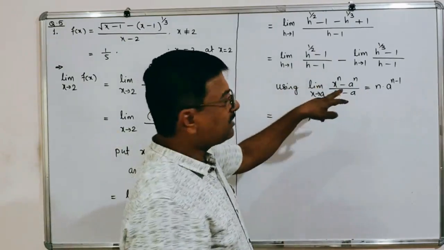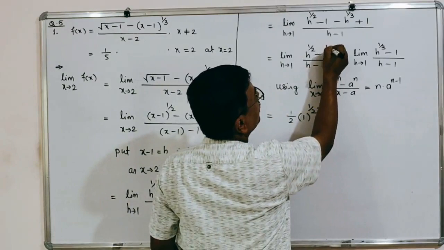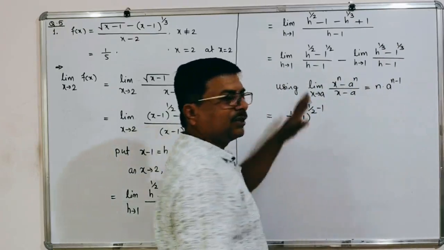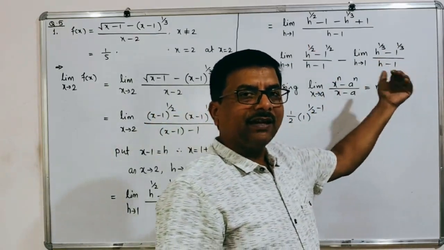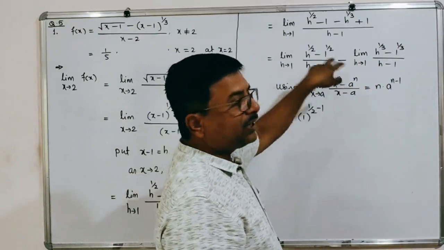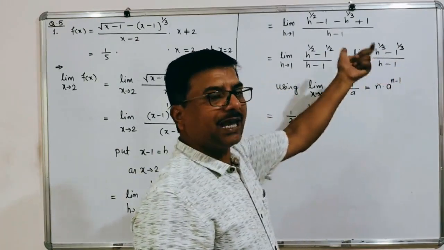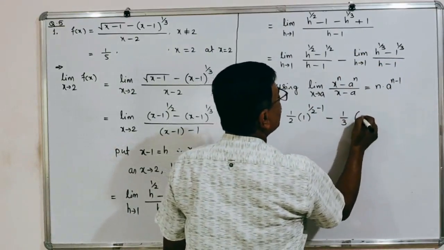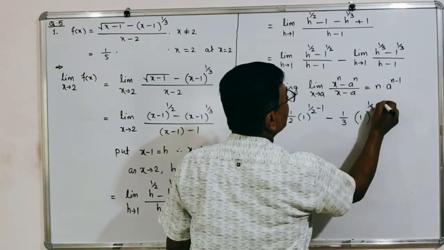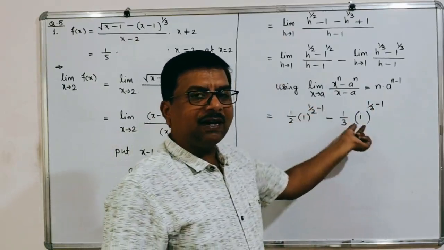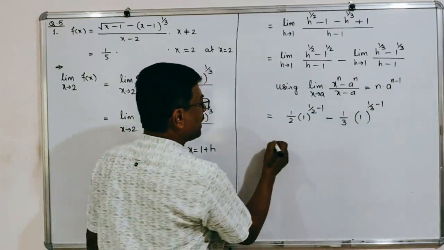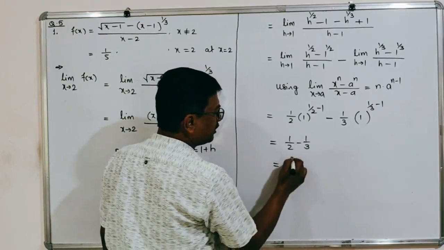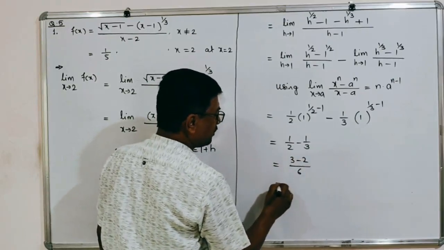If you cannot understand, we can write this 1 as 1 raised to 1 by 2 also, or this 1 as 1 raised to 1 by 3 also, because the square root of 1 and the cube root of 1 itself is 1. Means to match this with the formula, we can rewrite these terms like that. And minus 1 by 3 into 1 raised to 1 by 3 minus 1. But we know that any power of 1 always results in 1 again. Means it is 1 by 2 minus 1 by 3. By solving it, we'll get 3 minus 2 upon 6, that is 1 by 6.